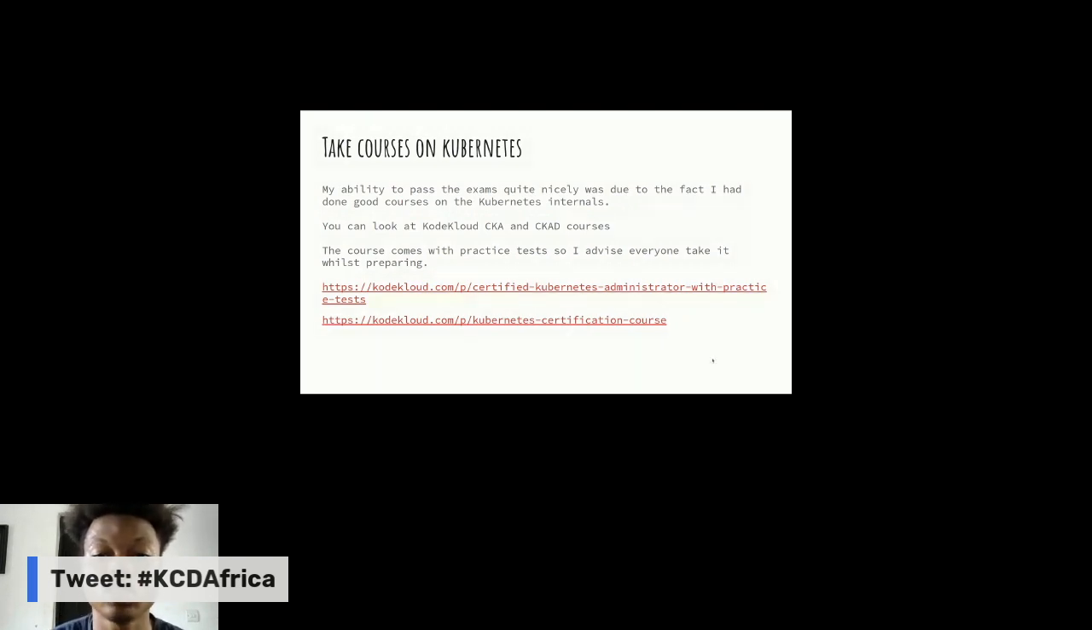There are two courses here, the Kubernetes Administrator with practice test, and there's also the certification course, which is a bundle of both of them. So I most times just advise that you use Code Cloud if you're preparing for the CKA and CKADs. You can't go wrong taking that.